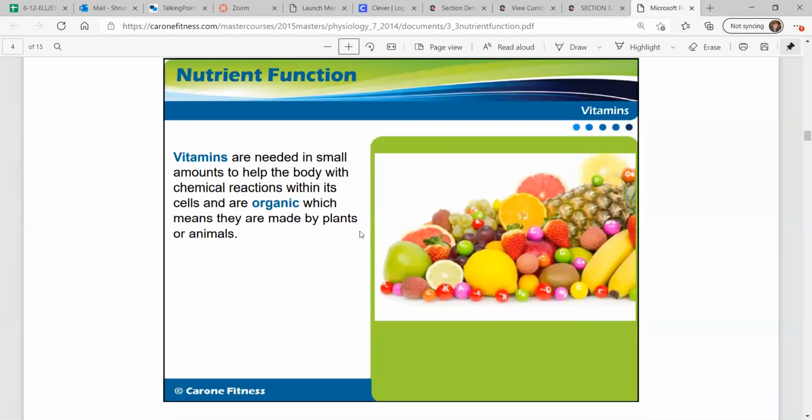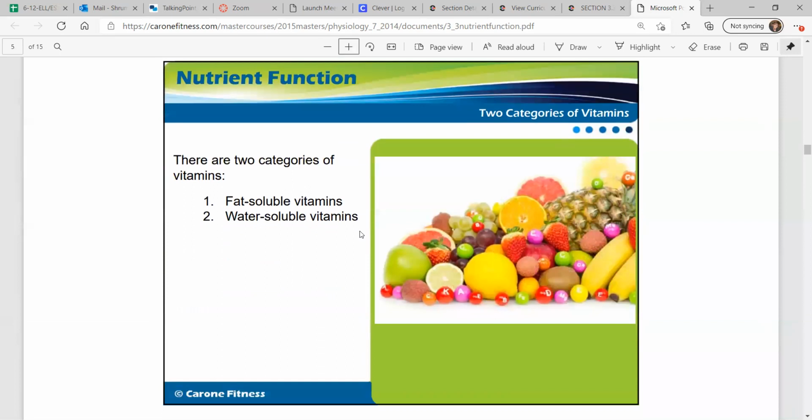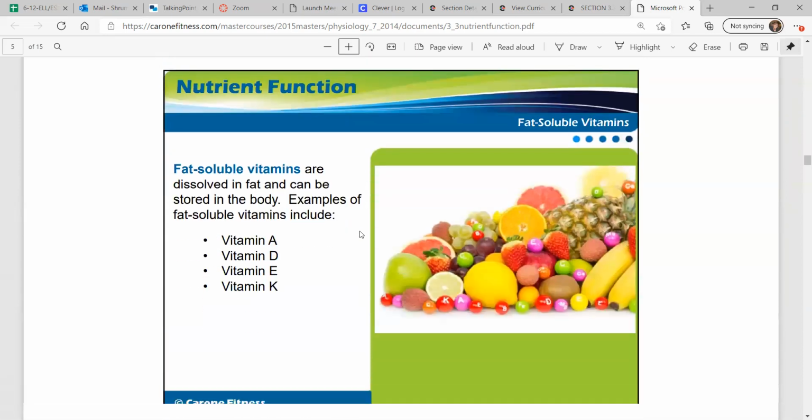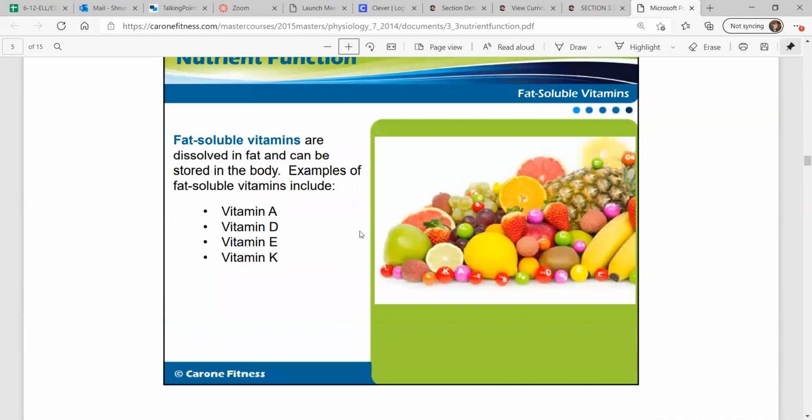Vitamins are needed in small amounts to help the body with chemical reactions within its cells and are organic, which means they are made by plants or animals. There are 2 categories of vitamins. We have fat soluble and water soluble. Fat soluble vitamins are dissolved in fat and can be stored in the body. And those vitamins are A, D, E, and K.